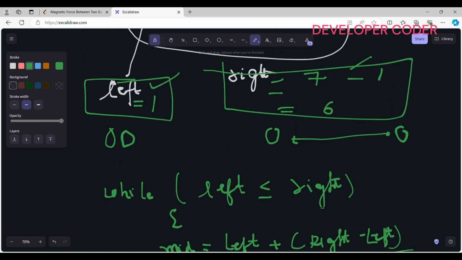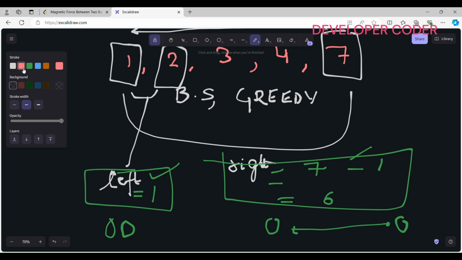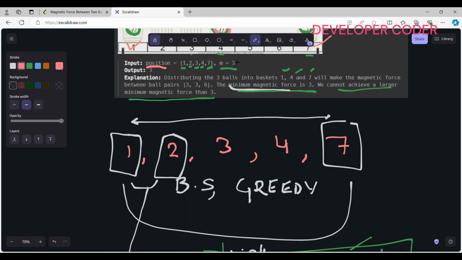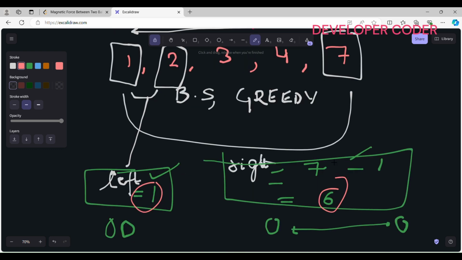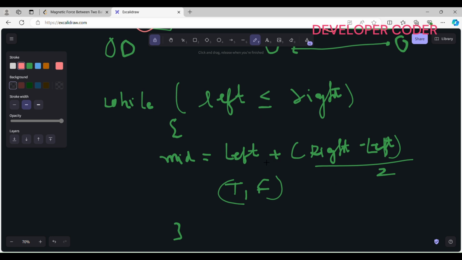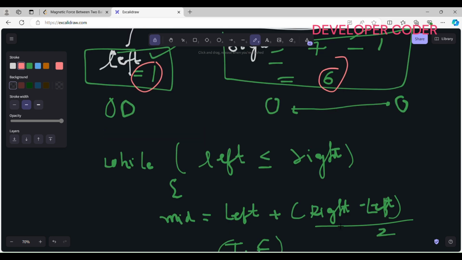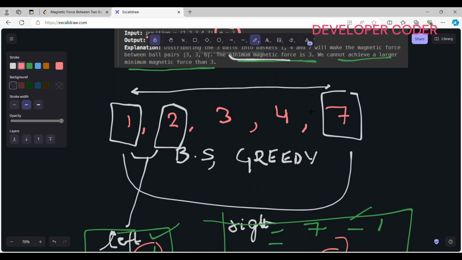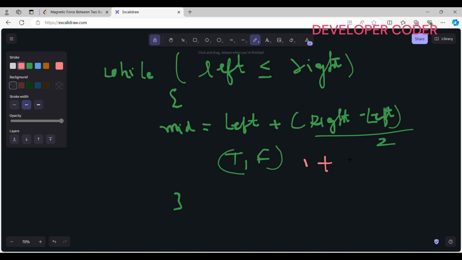Initially, let's say in this particular example, my left is 1, my right is 6, and the value of m is 3, right? So I have to place a total of 3 balls. What is going to be my mid? When I calculate the mid, it is going to be 1 plus, with my right being 6, 6 minus 1 is 5, divided by 2. It gives me 1 plus 2, which is equal to 3. So 3 is going to be my mid.